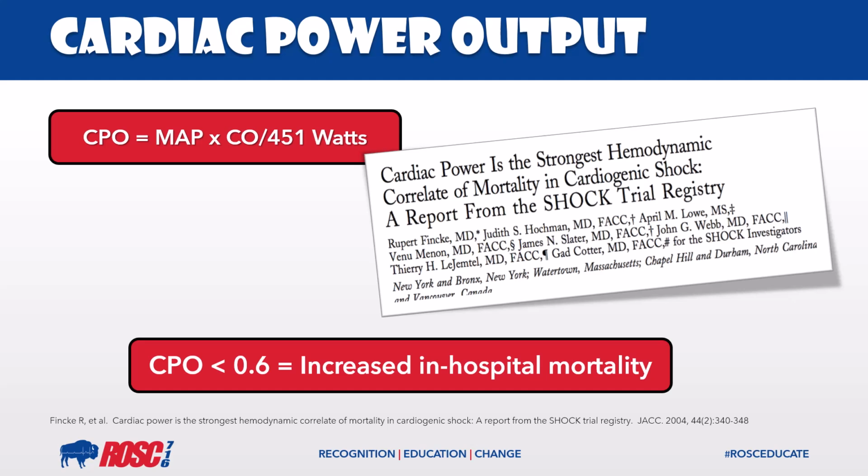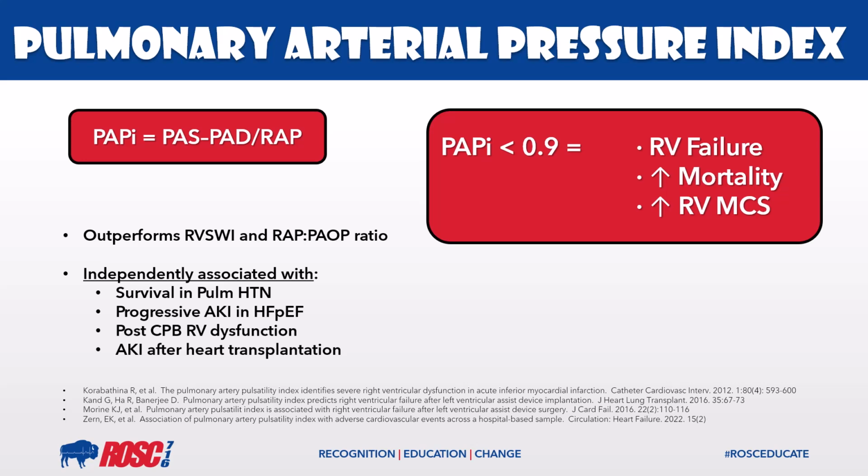This is essentially translated to a preventative reactive value to implement escalating therapies in cardiogenic shock to hopefully improve outcomes. Next, we have our pulmonary artery pressure index. We call this our PAPi. PAPi is equal to pulmonary artery systolic pressure minus pulmonary artery diastolic pressure divided by right atrial pressure. Essentially, this is a predictor of mortality in RV failure.